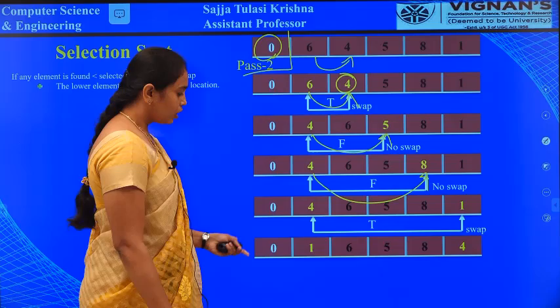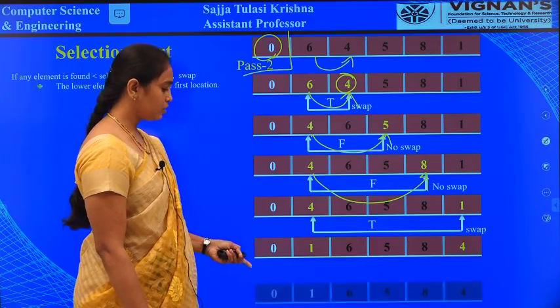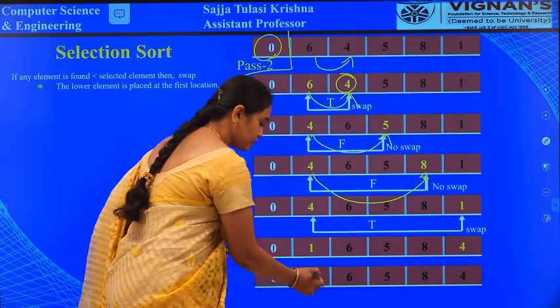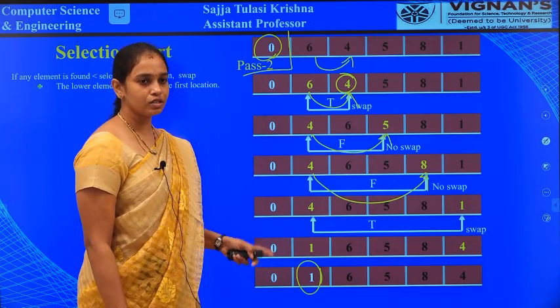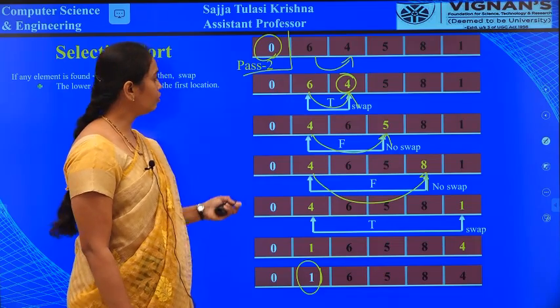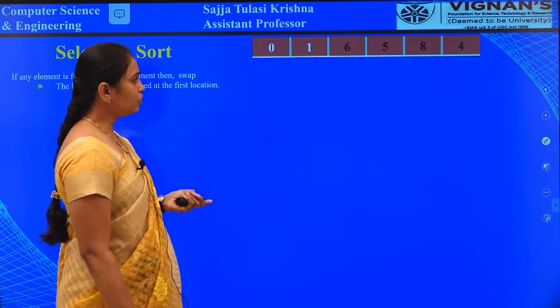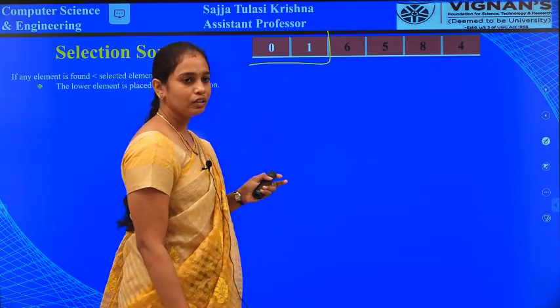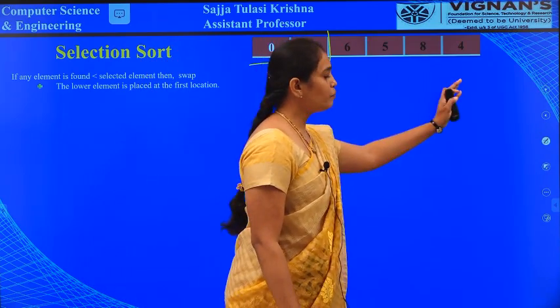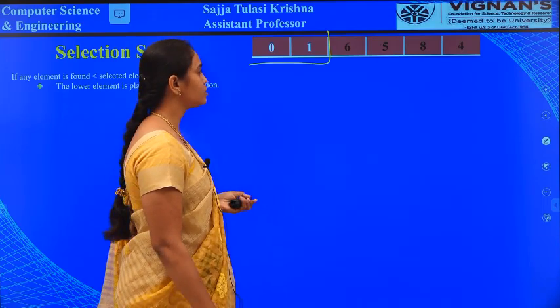Now coming to the end of this pass, which element is placed? The second smallest element is placed in its position. Now coming to the third pass. These two elements are already sorted. So now coming to the remaining elements.